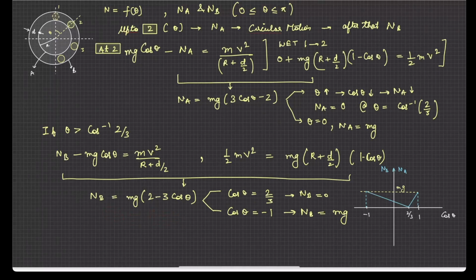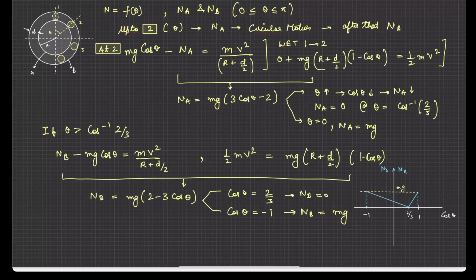So here if we draw a graph, between cos theta and NA and NB, at cos theta equal to 2/3, NA comes out to be equal to 0. If cos theta is 1, it comes out to be equal to mg. Now we take theta equal to pi, if the ball comes up to here, at this pi theta, cos theta comes out to be equal to -1. So here it will come out to be 5 mg rather than mg.